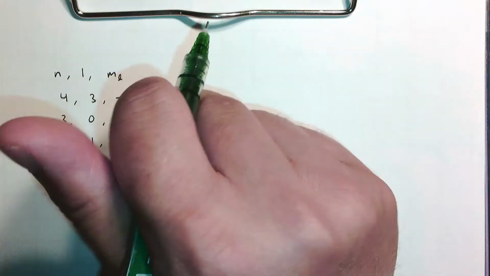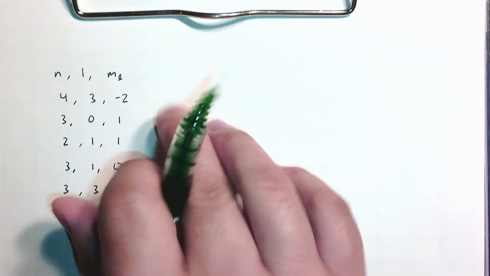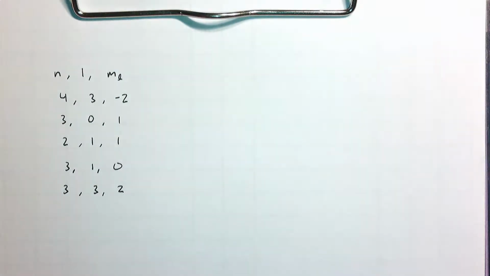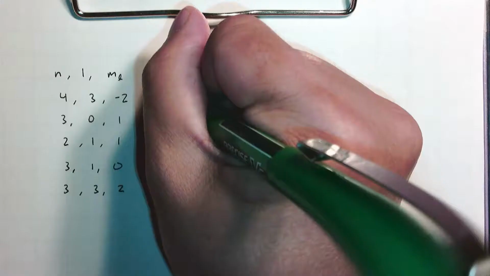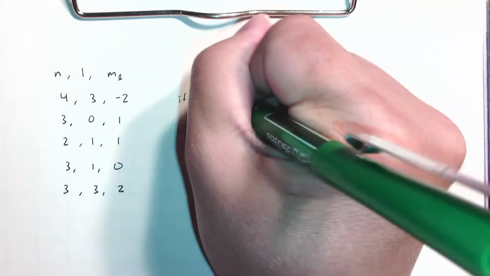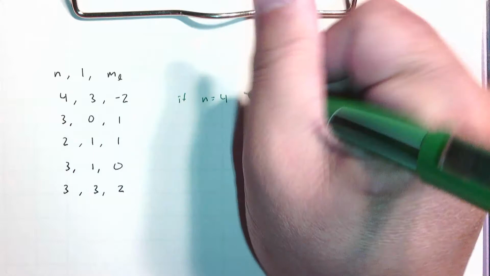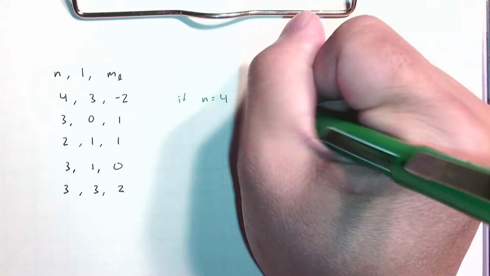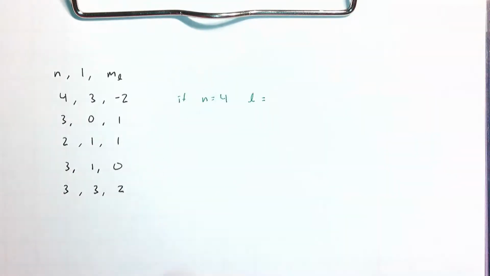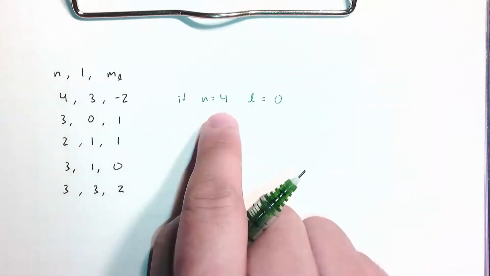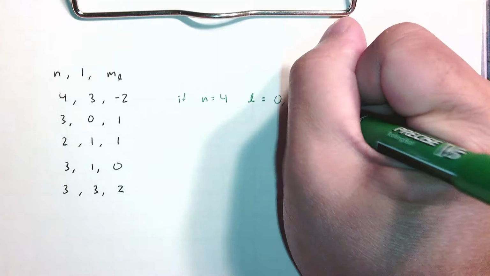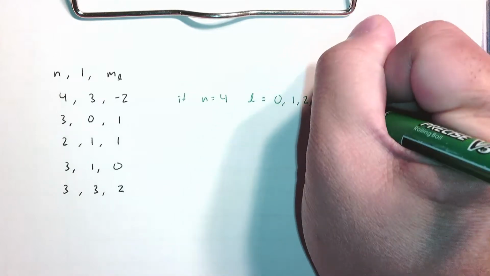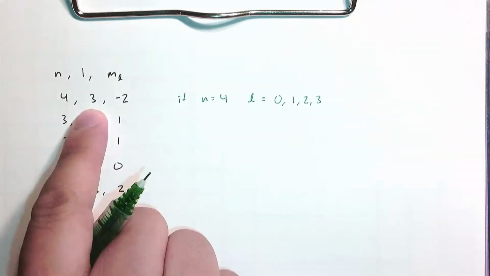For the first situation, possible or not possible? If we have n equals 4, what are the possible L's? L could equal what? It was 0 to n minus 1. So 0 to 3: 0, 1, 2, and 3. So that is possible.